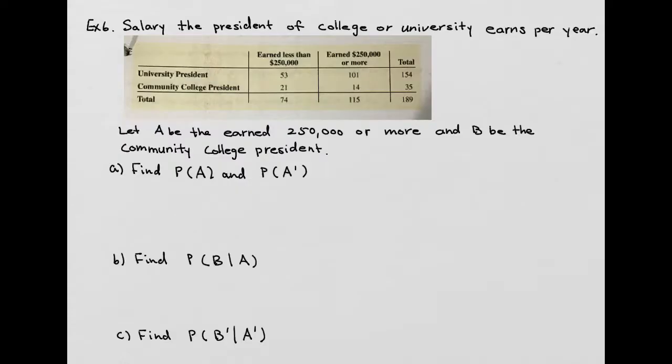Example 6, we have a chart given here. This is about the salary that the president of a college or university earns per year. So we have university and community college, and this is how much they make: earn less than this amount, and earn 250,000 or more is this amount. This is the total of the university presidents, and this is the community college presidents. They want you to let A be earn 250,000 or more, and let B be the community college president.